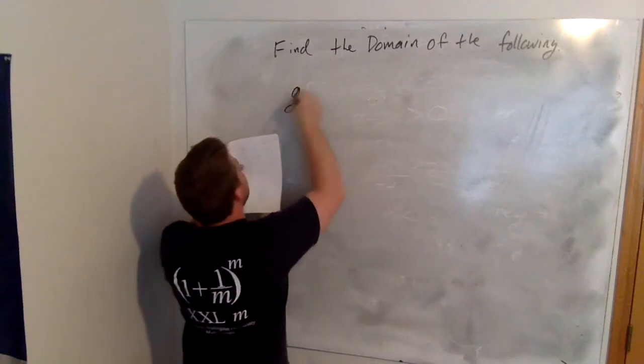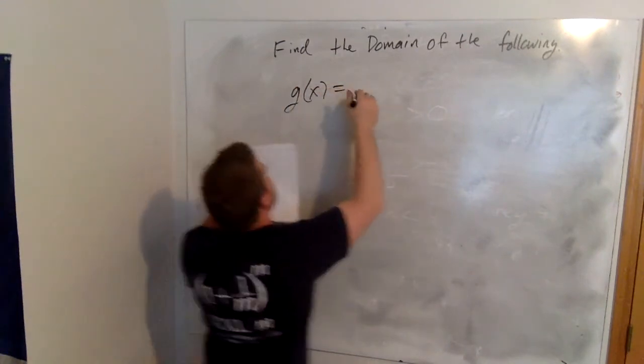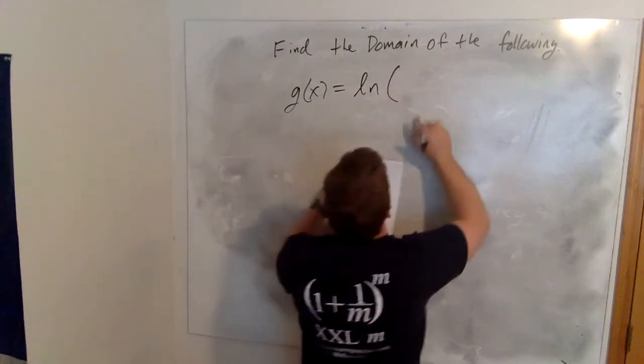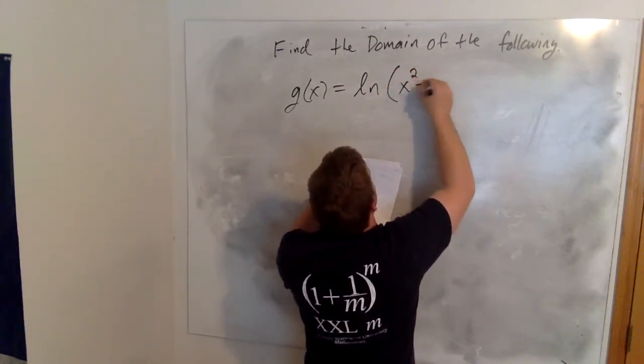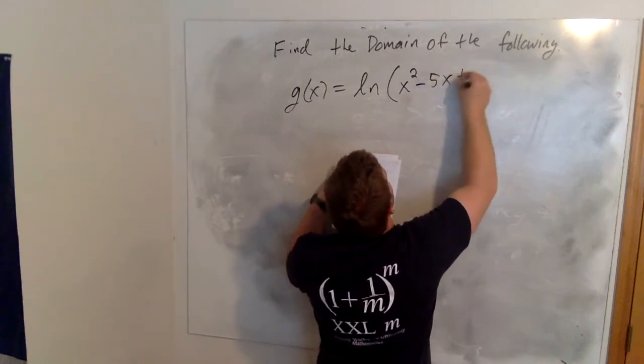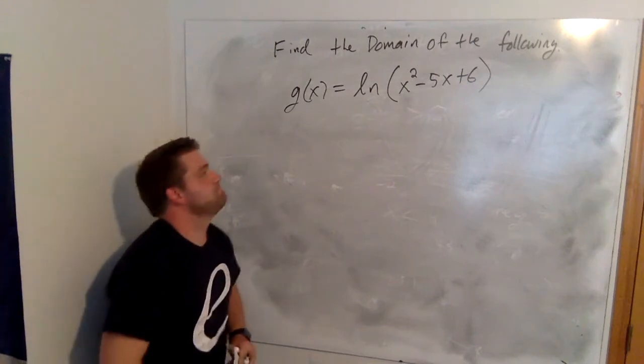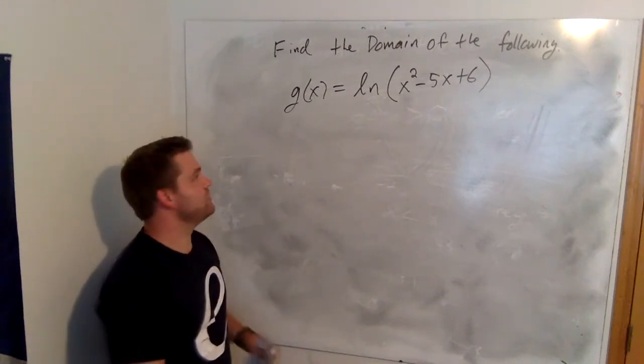Let's say we have g of x is equal to, how about the natural log of x squared minus 5x plus 6. Let's try to find the domain of this function. Go ahead and pause the video and give it a shot on your own.